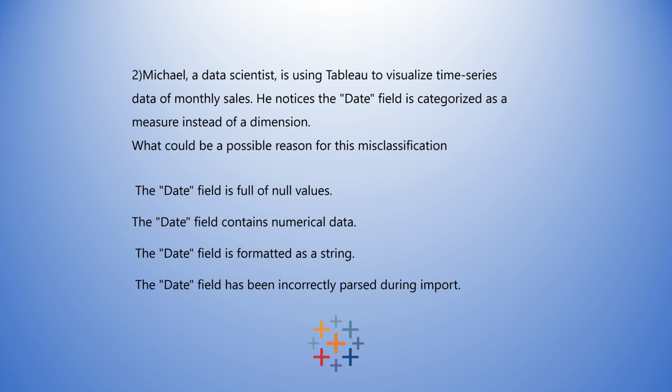Okay, so he imported some file which has some date field, and it should have been characterized as a dimension, but instead it got characterized as a measure. So what could be the reasons? First is the date field is full of null values. Second is the date field contains numerical data. Third is the date field is formatted as a string. Fourth is the date field has been incorrectly parsed during import.